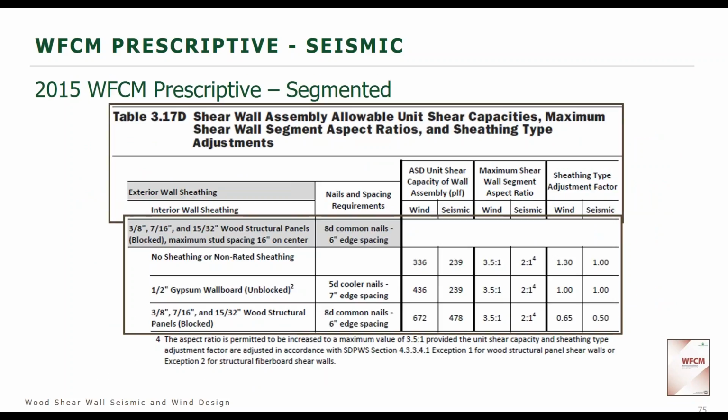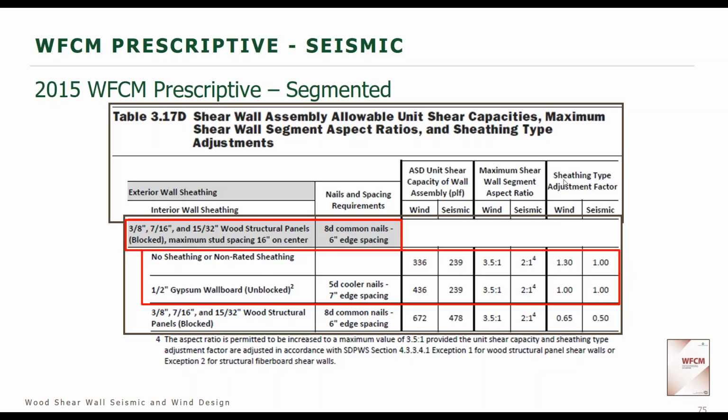Now we go to the same table that Lori looked at, which is 317D, but we're looking at the seismic requirements, not the wind. And we have a sheathing type adjustment factor. Going back to just the overall general look at the table, the exterior is always going to be in gray. So whatever's in the exterior is going to be gray here, which is 3/8 inch wood structural panel, maximum stud spacing at 16 inches on center, 8d common nails at 6 inches edge spacing. Now, whatever's on the interior is in the white. So if we want to add something, that's in the white.